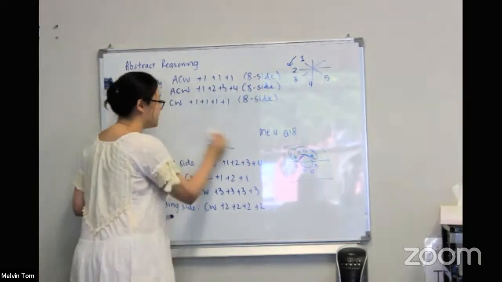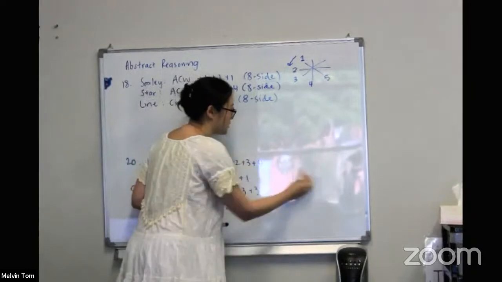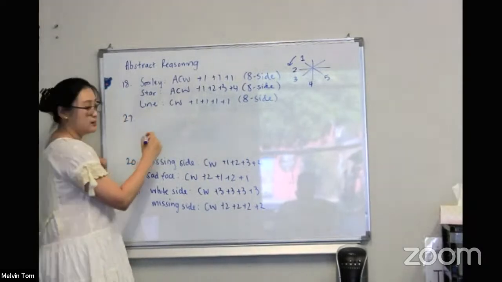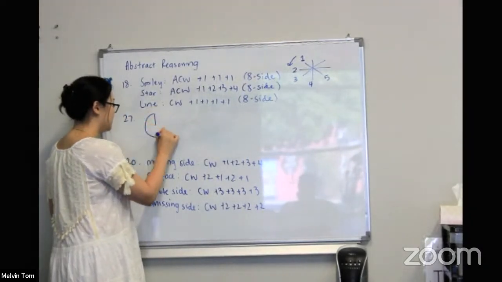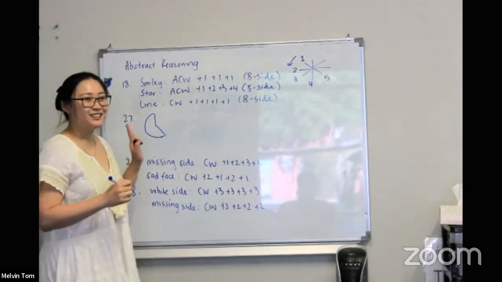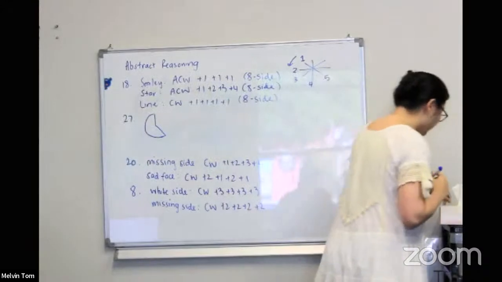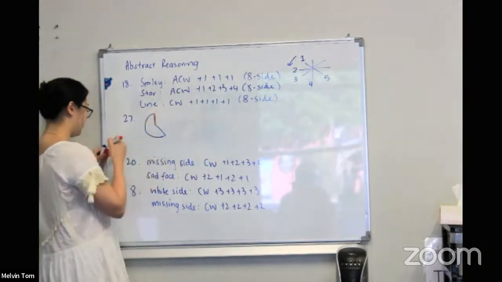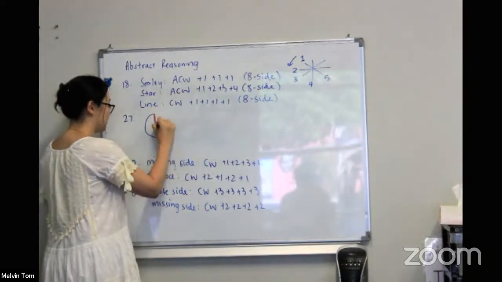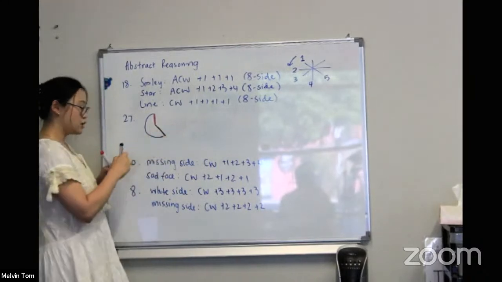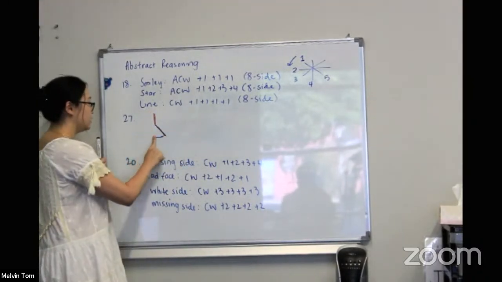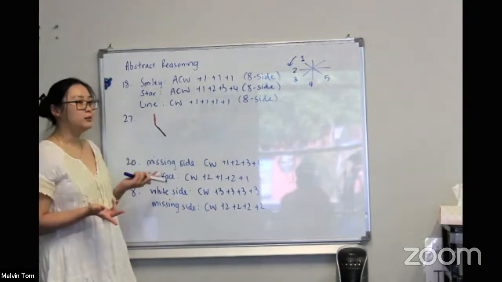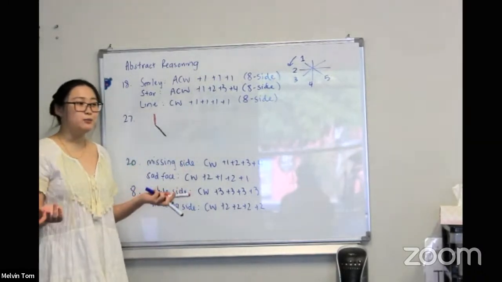Okay. Question 27 actually has two objects. So let me show you. I'm going to draw the first. This is one object, and this one is the second one. You see that? If I got rid of this one, you see how there are two objects? When you have two objects, what do you do? How do you separate them?